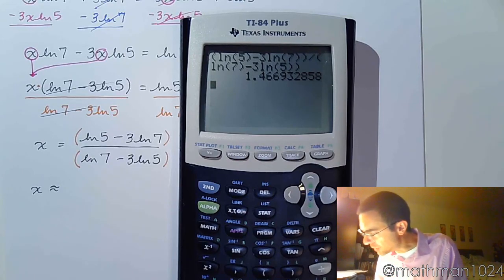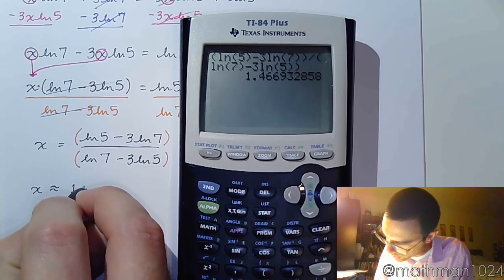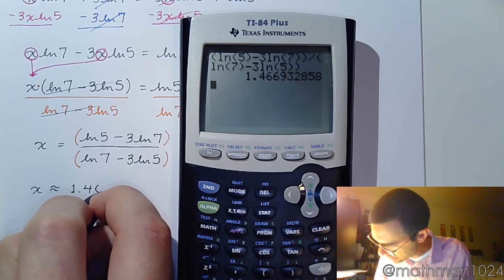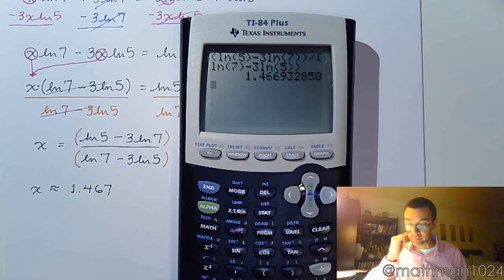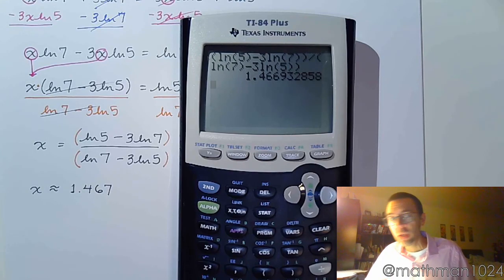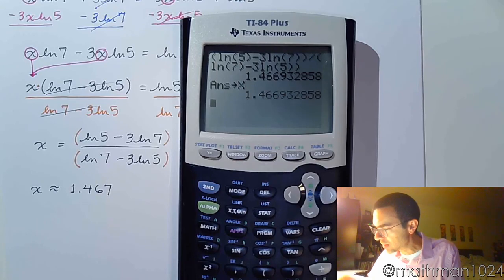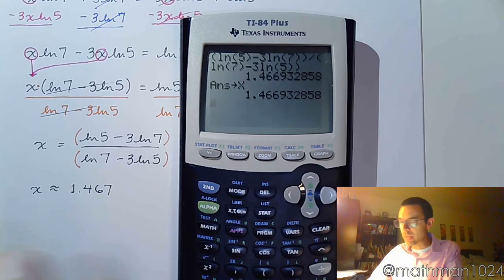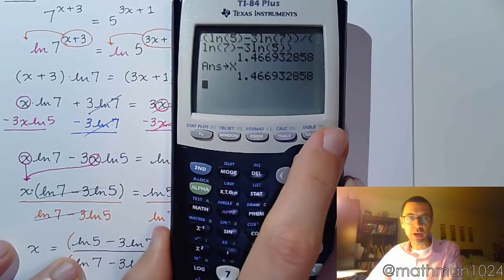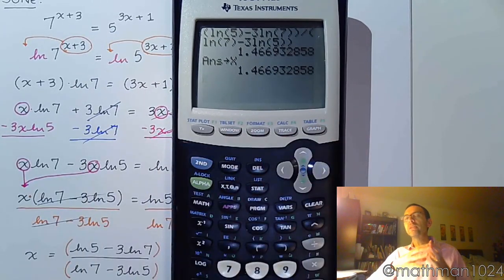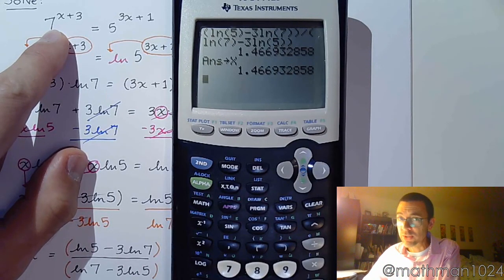So x is approximately 1.467. Alright, so let's take this guy, store it into our variable x. Alright, that guy's ready to go. Now we're going to come back to the original problem and we're going to check this out. Now, it's not going to be as easy to see as the other problems where we typed it in and we just needed to make sure that it was equal to 3 or 2 or 5 or something like that. We're going to type in each of these expressions to see what we get.